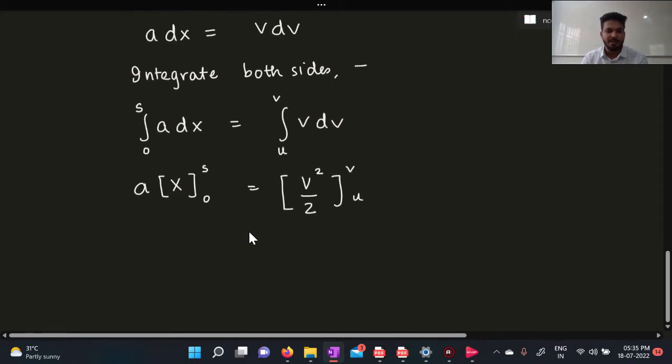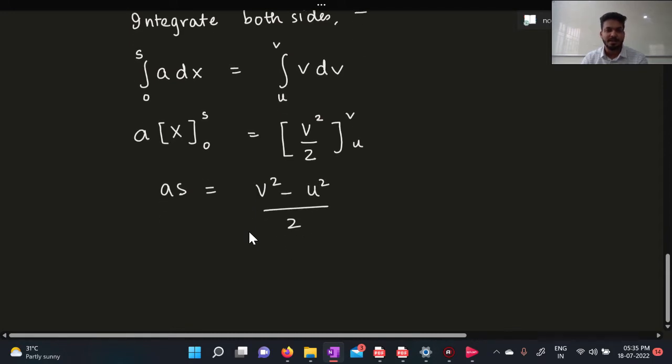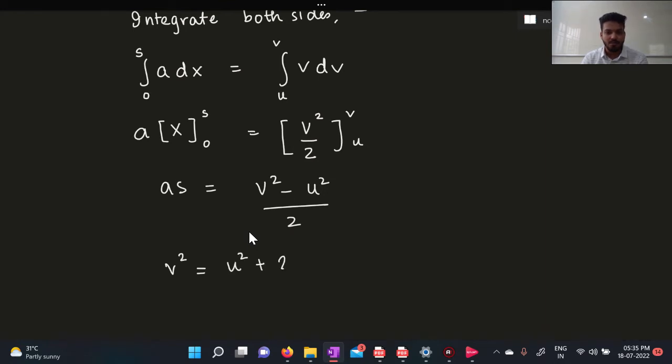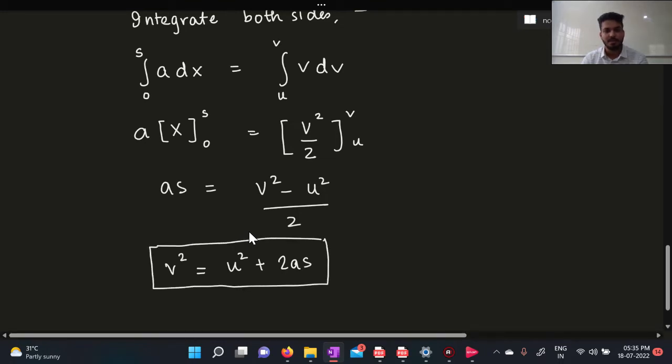Now if I plug in the limits, I get as is equal to v square minus u square by 2. If I rearrange the terms, I get the second equation of motion that says v square is equal to u square plus 2as. This is the second equation of motion.